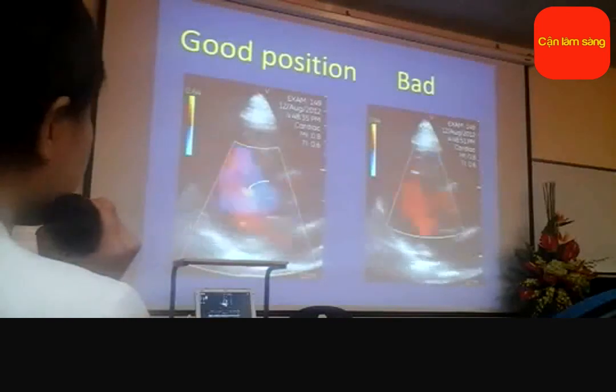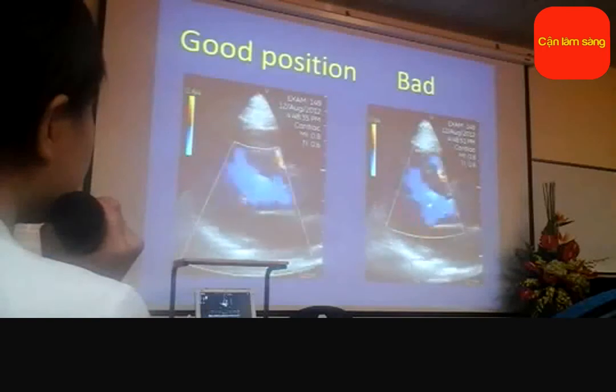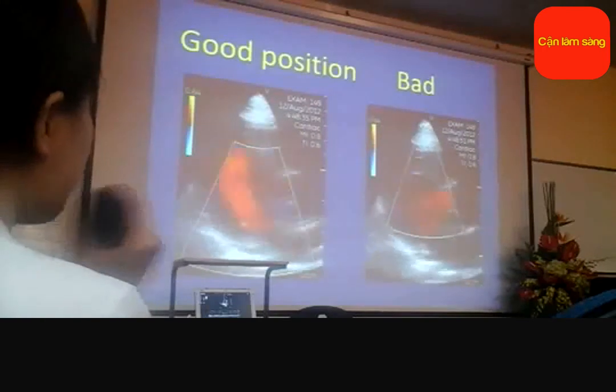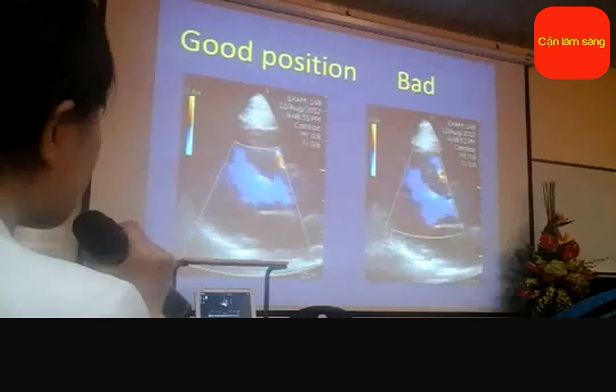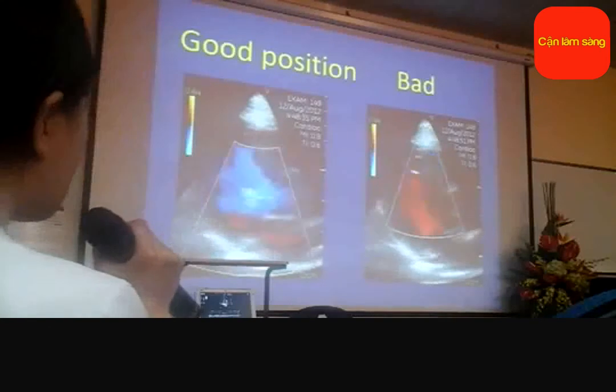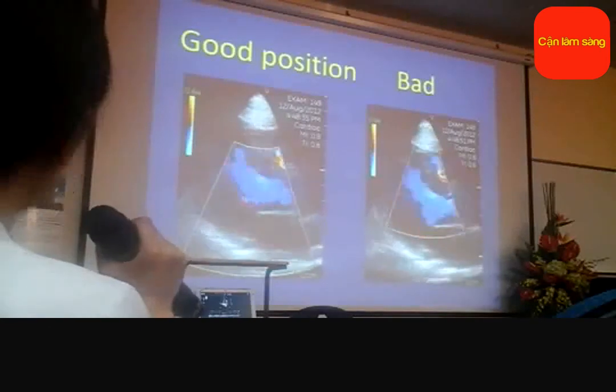If you were looking for aortic insufficiency, both of these would be good positions. Nhưng nếu ta tập trung quan sát vào động mạch chủ thì cả hai cửa sổ màu ở đây đều tốt cả.